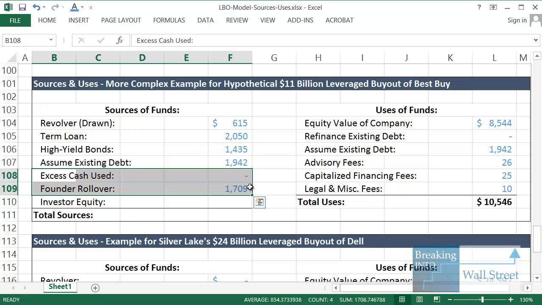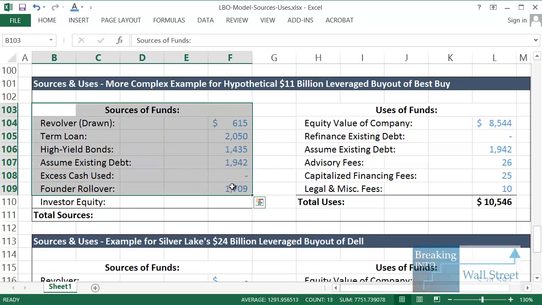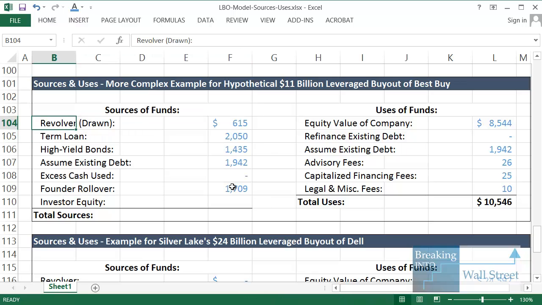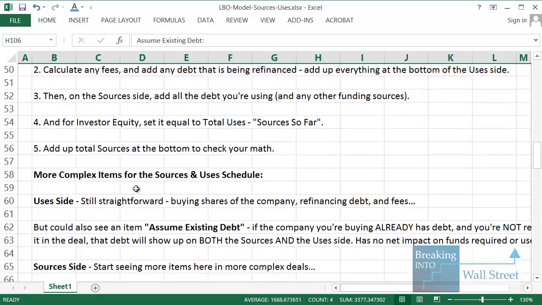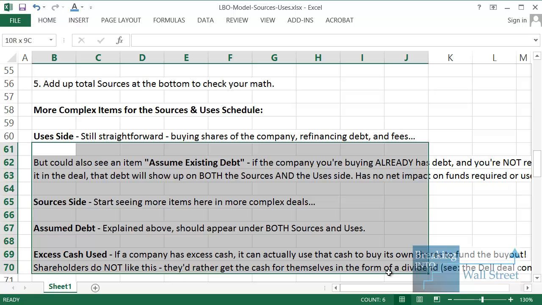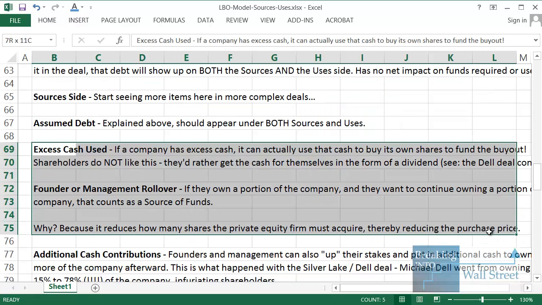And that's a simple check you can do for any of these items. If it increases how much they have to pay, like repaying debt, that's going to go on the uses side. If it decreases the amount, then it's going to go on the sources side. And if it has no net impact, it's going to appear on both sides, like assume existing debt right here. So I have the explanation in words over here. So sources side, assume debt, excess cash use, founder or management rollover, and we've already been over all that.